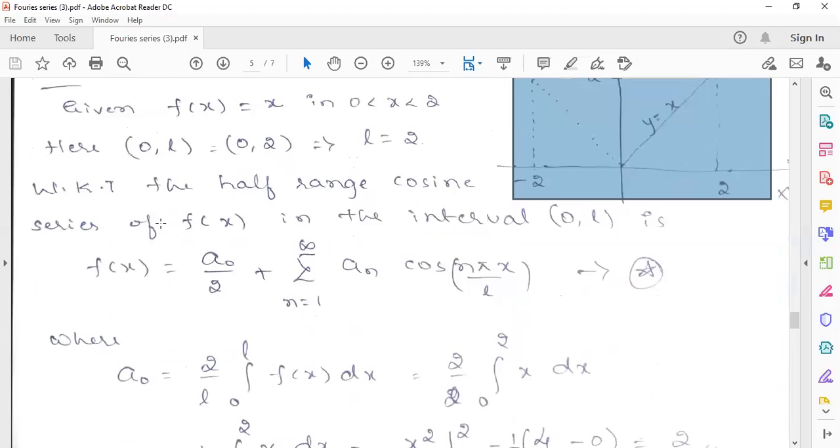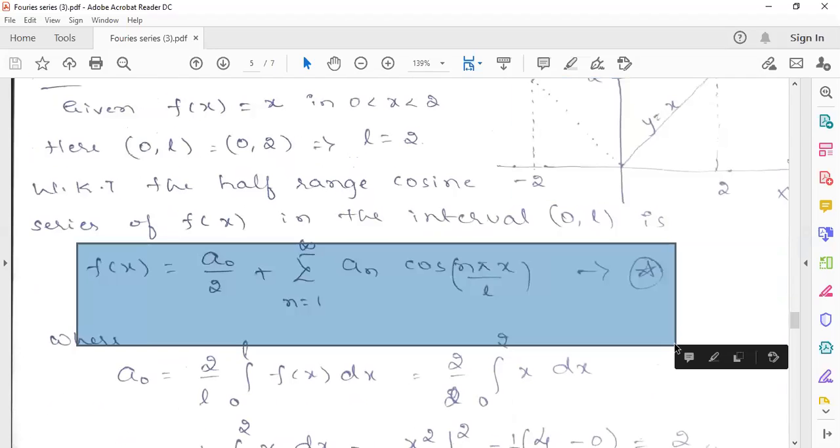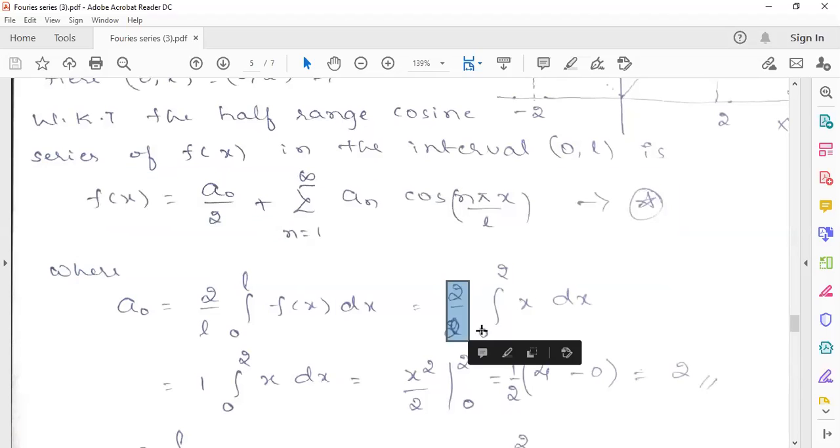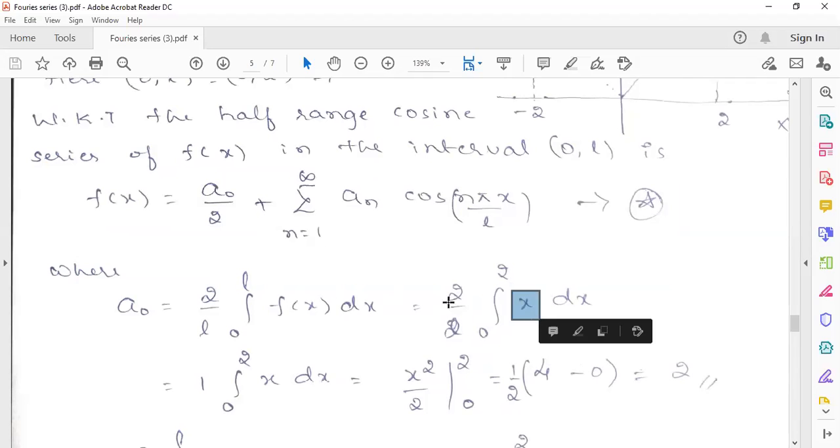Now we know that the half range cosine series of the function f of x in the interval 0 to L is given by f of x equals a0 by 2 plus the sum from n equals 1 to infinity of an cos n pi x by L. Now we have to find a0 and an. a0 will be given by 2 by L integral over 0 to L f of x dx, where the L value is 2. Substituting L equals 2, it becomes 2 by 2 integral over 0 to 2, and f of x is x.